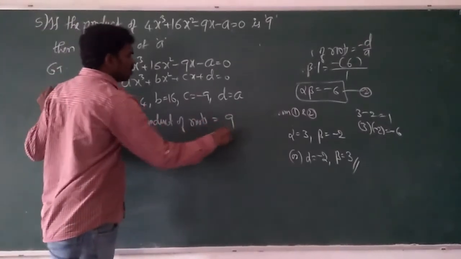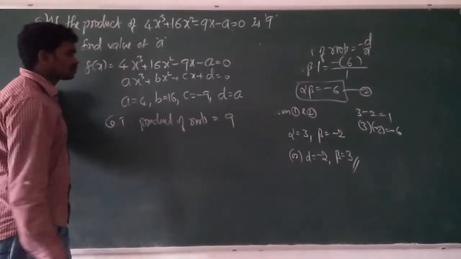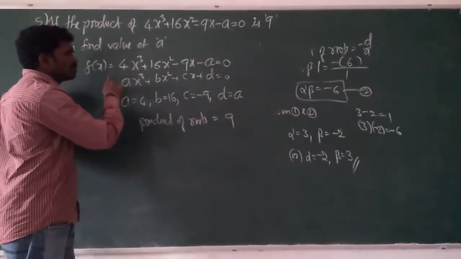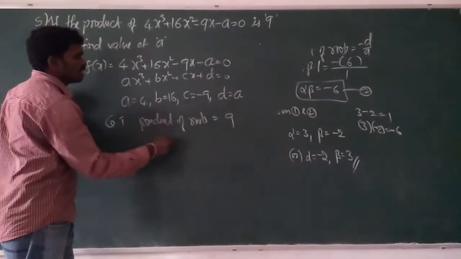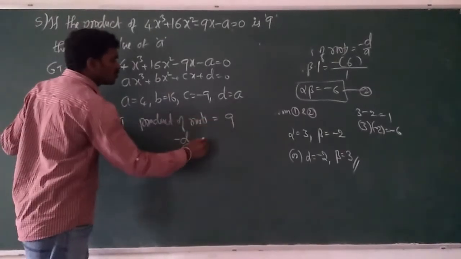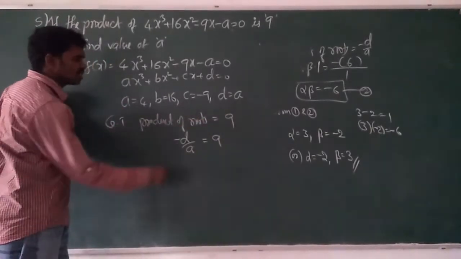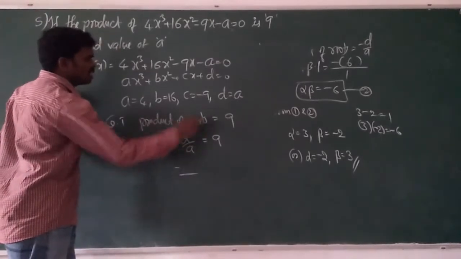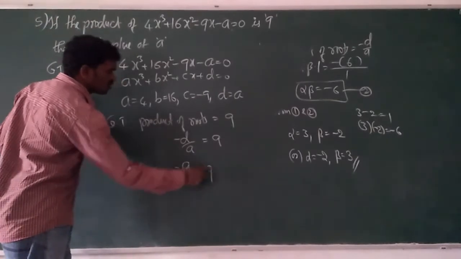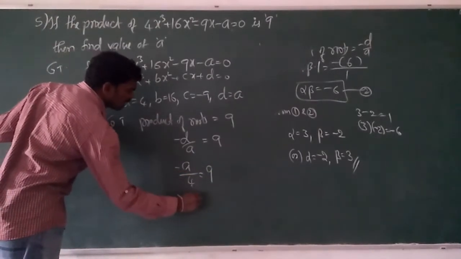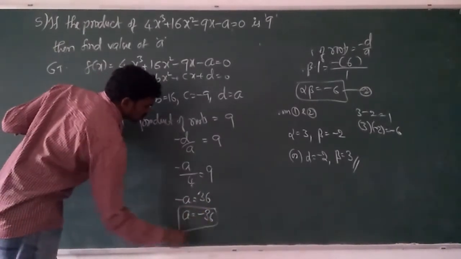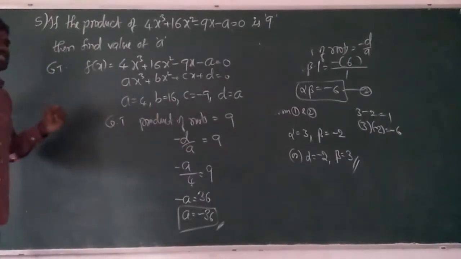What is the product of roots formula? Sum of roots is minus b by a, next c by a, and minus d by a is the product of the roots in general form, and it is equal to 9, as given. So minus means minus, d means what here? A. By a means 4, is equal to 9. So on the right side, minus a equal to 4 into 9, 36. So a equal to minus 36 is the answer. Keep it in a box to highlight the answer.